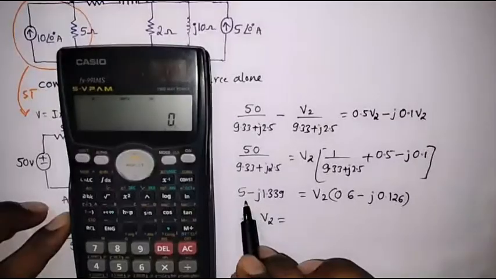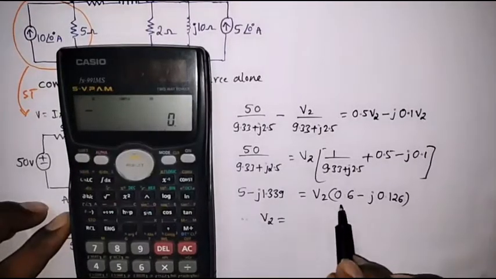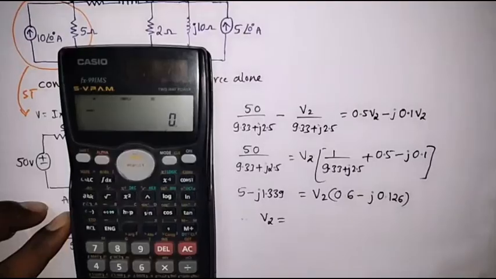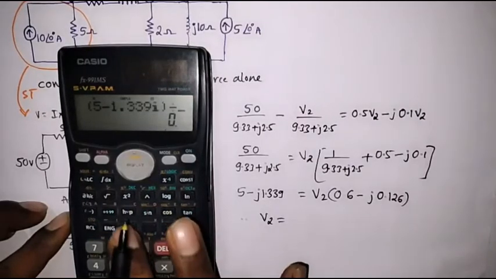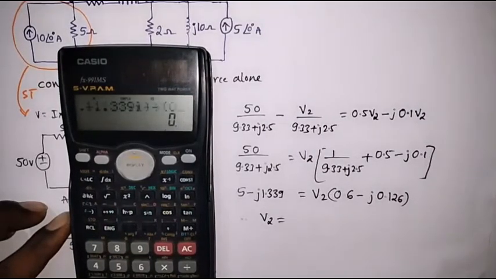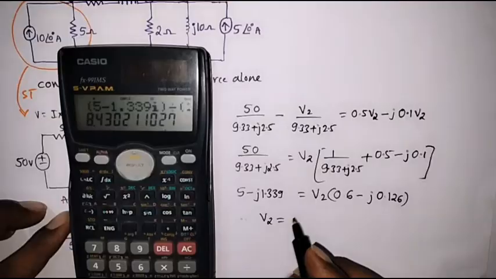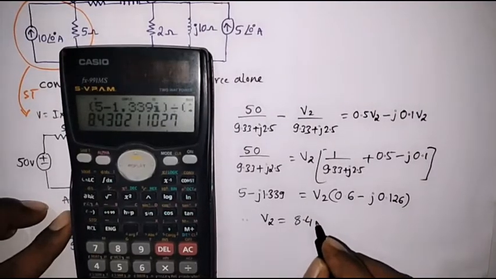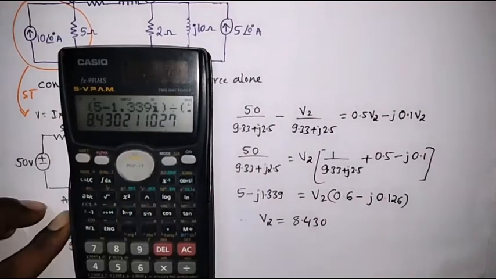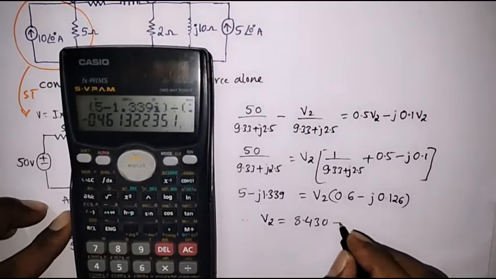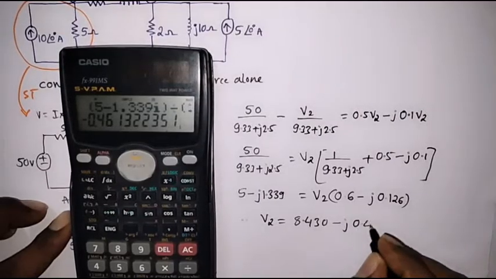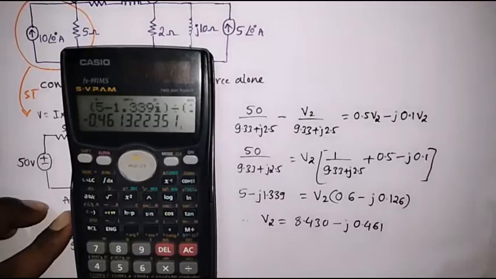So we get 5 minus j 1.339 divided by this part. Therefore I can write 5 minus j 1.339 divided by 0.6 minus j 0.126. It gives 8.430, and the imaginary part is minus j 0.461.